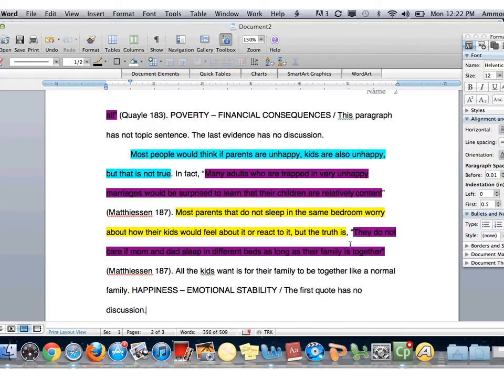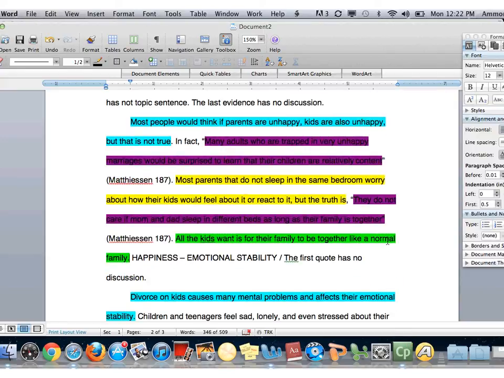Okay, then we have some background leading into it. Does this one have? They do not care if mom and dad sleep in different beds as long as the family's together. All kids want is their family to be together like a normal family. All right, that's what she meant to be the discussion. Of course, I think she could have gone a little bit more in depth with this. She could have used a little more analysis and synthesis and put some more thoughts together, but at least obviously she tried to discuss that quote.